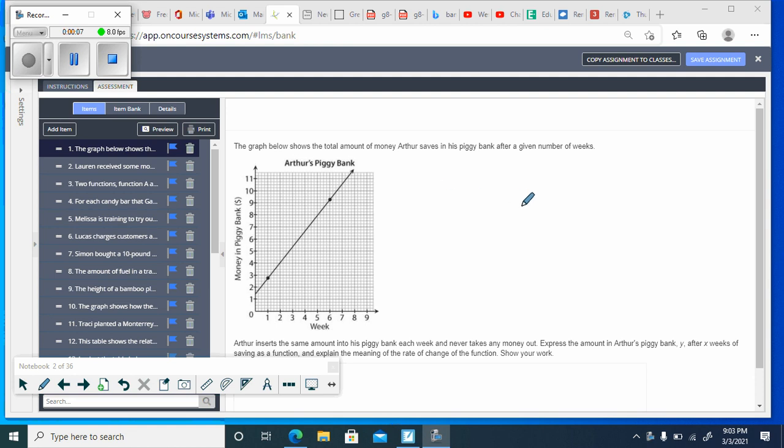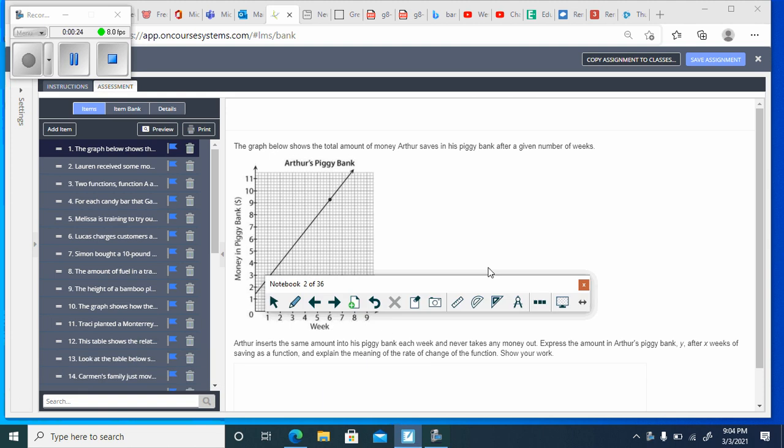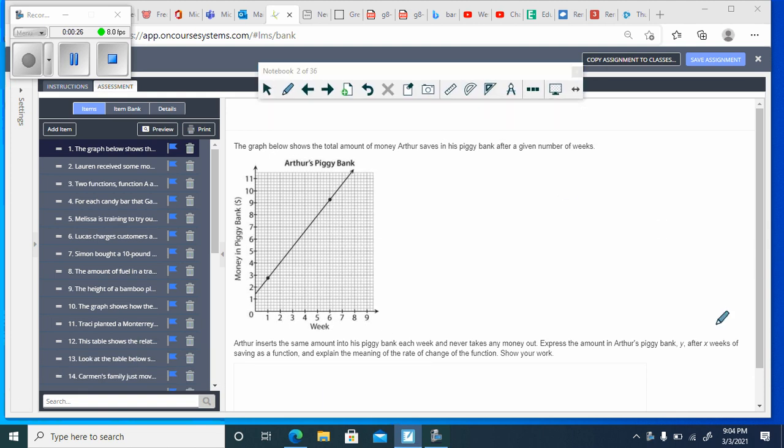This is number 1. The graph below shows the total amount of money Arthur saves in his piggy bank after a given number of weeks. Arthur inserts the same amount of money into his piggy bank each week. That means it's a constant rate, so it's linear. He never takes any money out. Express the amount in Arthur's piggy bank, y, after x weeks savings as a function.